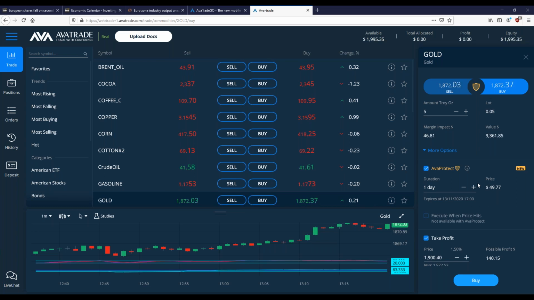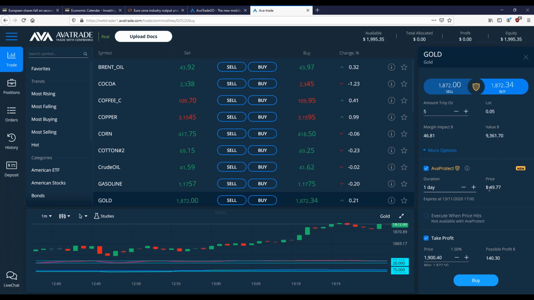And I never had to risk more than the cost of the premium, $49 for 1-day coverage on 5 ounces. So I still have my potential profit of 140 to my take profit price. I'm risking only the cost of the premium at this point for that 1 day. After the protection ends, then I could add a stop loss if I need to, right? So very nice feature. Any questions on that?